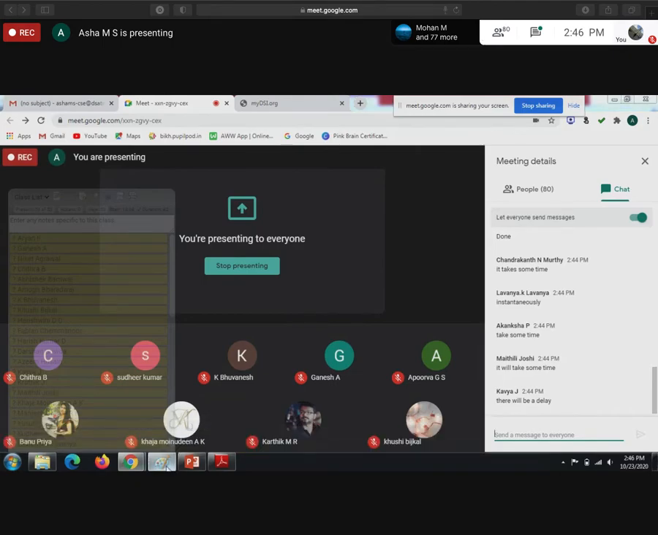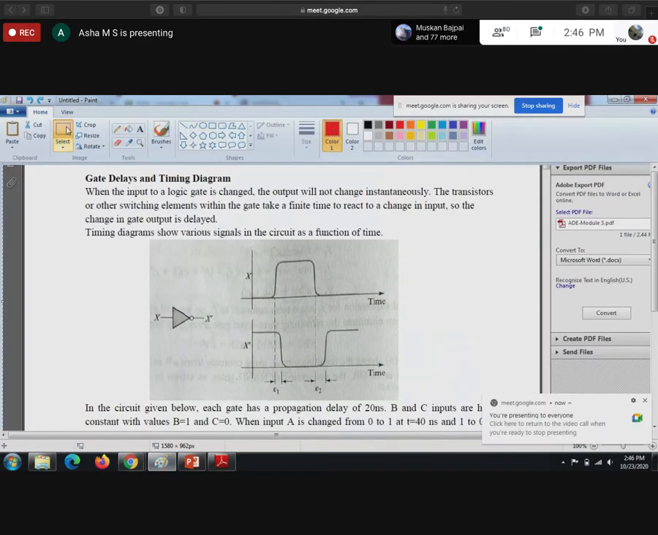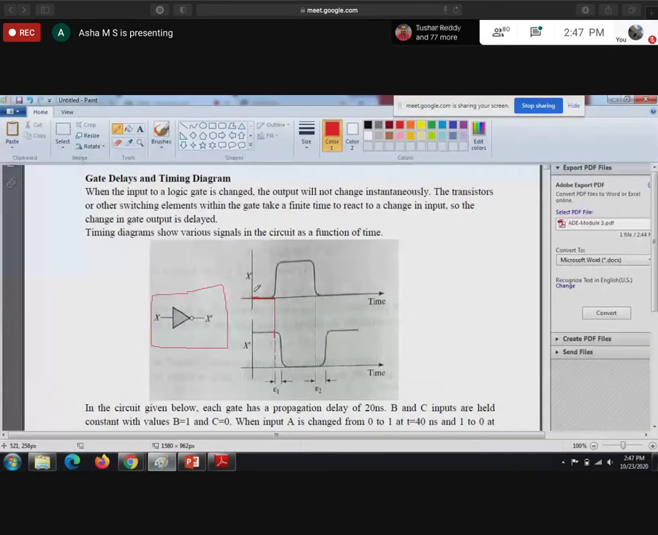See, you can look at the diagram here. Here I have the NOT gate. X represents the input, X bar represents the output of the NOT gate. Correct? Initially the value of X is 0. At this particular time, the value of X is changed from 0 to 1. I think you can observe here.